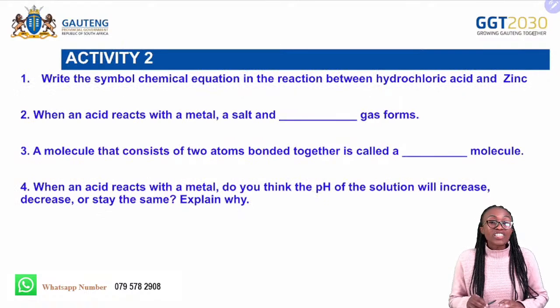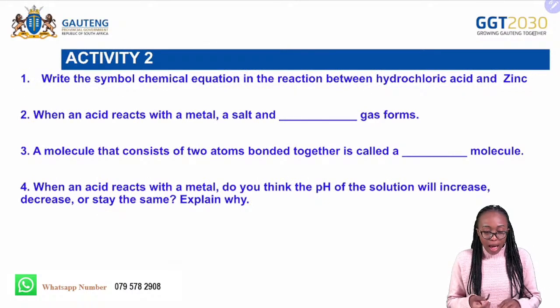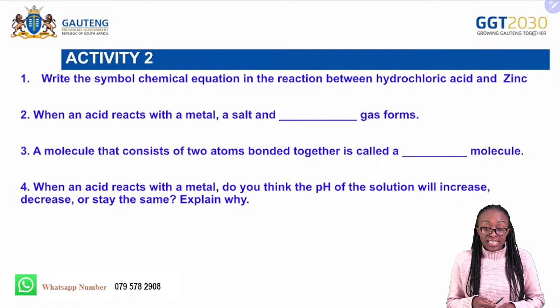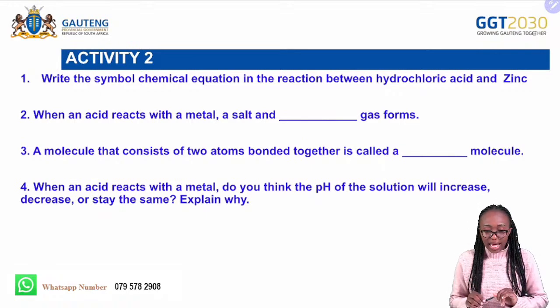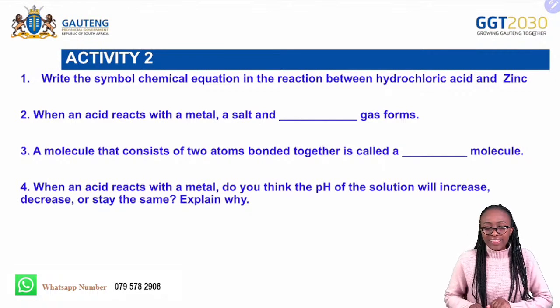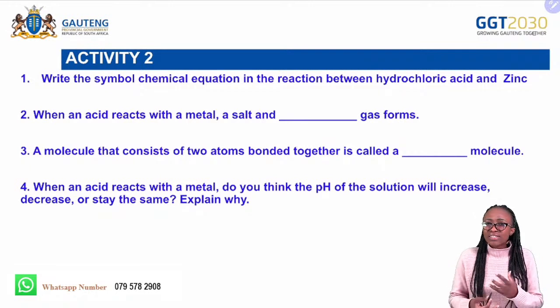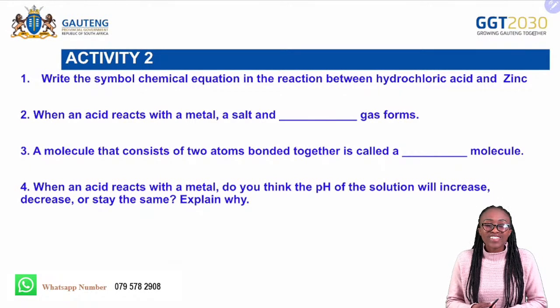So now let's move on to our second activity for today's lesson. I'm going to read out the questions and then give you time to answer them. The first question reads, write the simple chemical equation in the reaction between hydrochloric acid and zinc. The second question is, when an acid reacts with a metal, a salt and blank gas forms. You have to fill in that blank. The third question is, a molecule that consists of two atoms bonded together is called a blank molecule. Fill in that blank. The fourth question is, when an acid reacts with a metal, do you think the pH of the solution decreases or stays the same? Explain why. Here you're bringing all your knowledge of acids, bases, and different reactions. I'm going to give you 5 minutes to answer these questions.